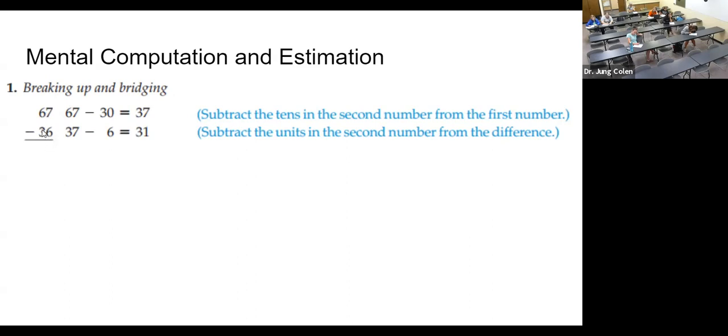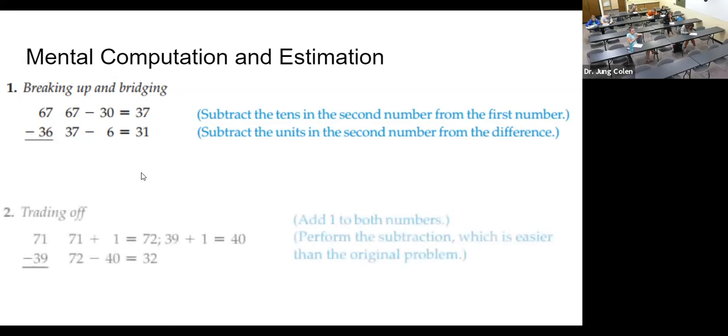Again, when kids are doing the mental computation, they tend to go from left to right instead of from right to left, right? That's different from the standard algorithm. So from 67, just take away 30, and what do we get? You get 37. 37, take away 6 more. 31. Yeah, that is called breaking and bridging.